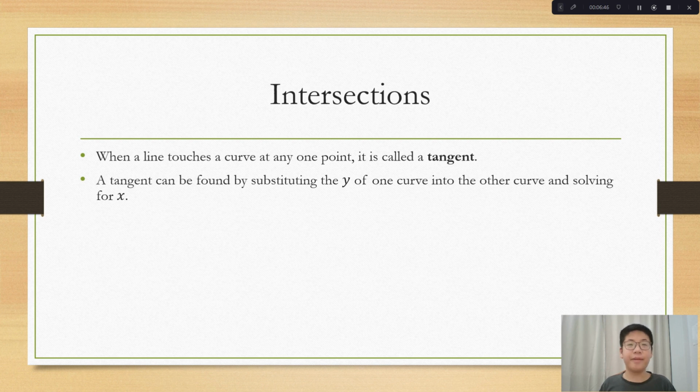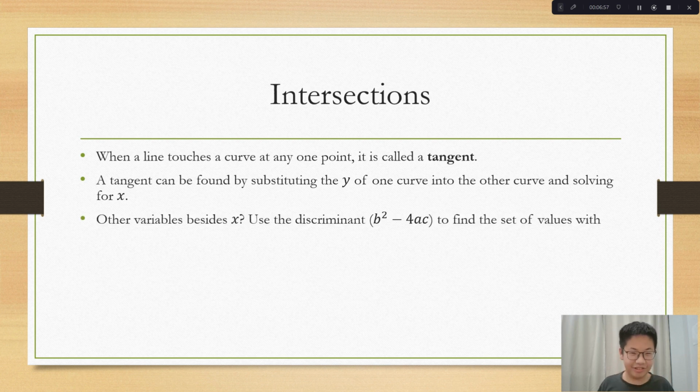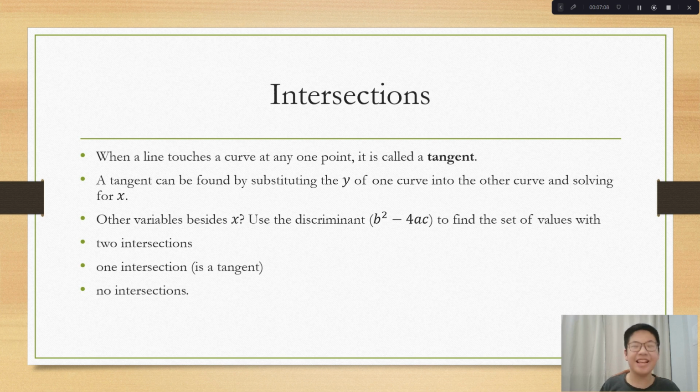A tangent can be found by substituting the y of one curve into the other curve and solving for x. Yeah, right, x marks the spot, that's why it's called x. Told you it's another joke. For other variables besides x, use the discriminant to find the set of values: two intersections when greater than 0, one intersection when equal to 0, or no intersections when less than 0.